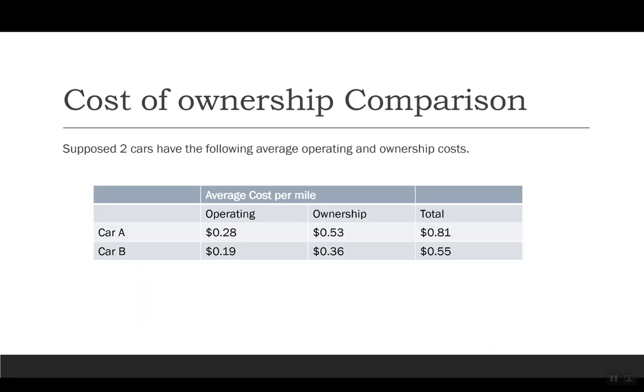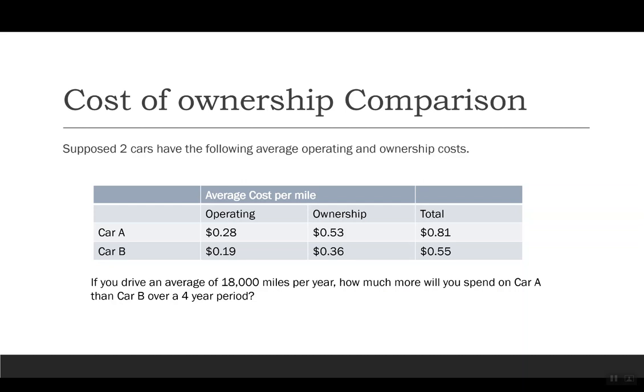Along with just paying for the car, there are costs of ownership. So let's look at that. So I'm giving you 2 different cars, car A and car B. That says the average cost per mile for operating car A is 28 cents a mile, and then the cost of ownership is 53 cents, which gives a total of 81 cents per mile for having car A. Car B, very similar. It has a cost of operating of 19 cents and 36 cents for ownership, so there's a total of 55 cents per mile for car B.